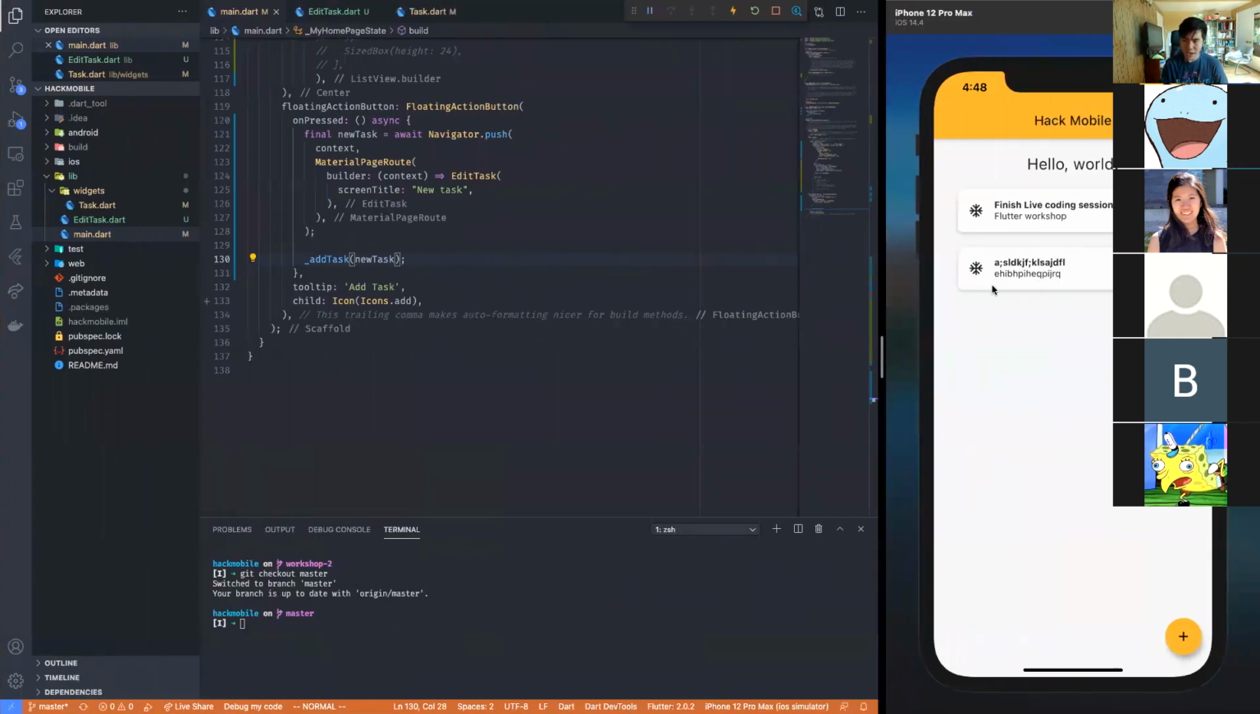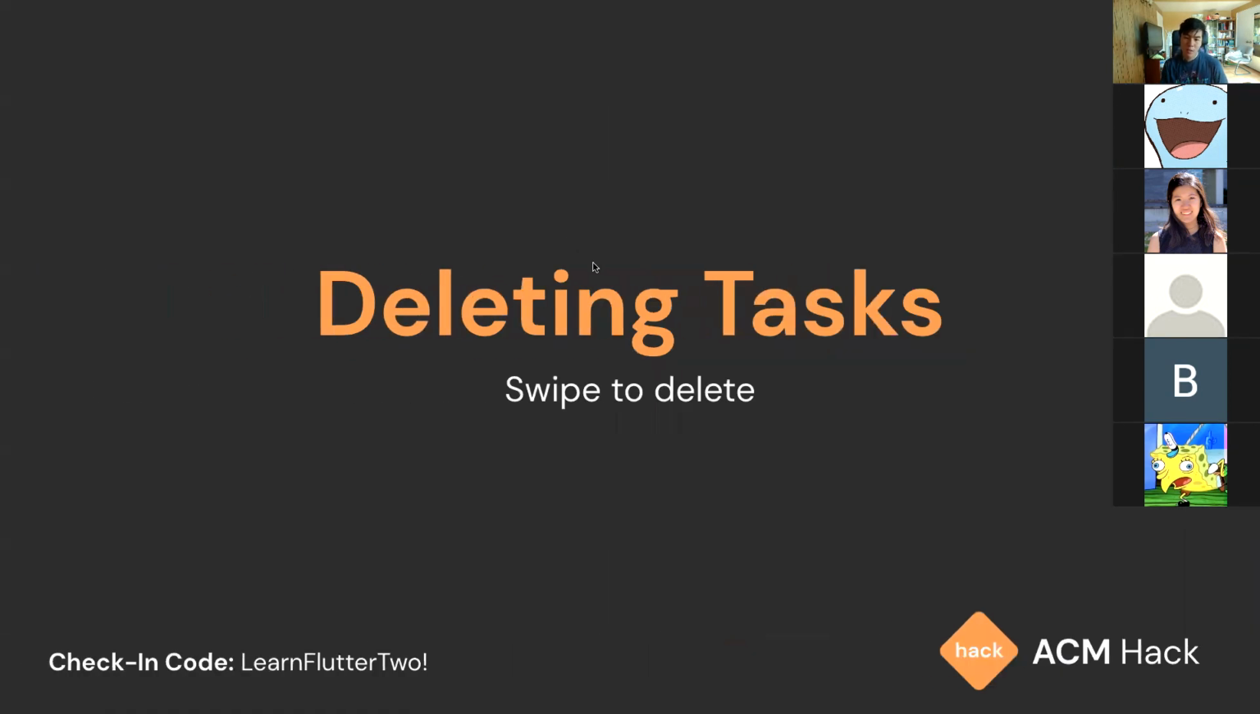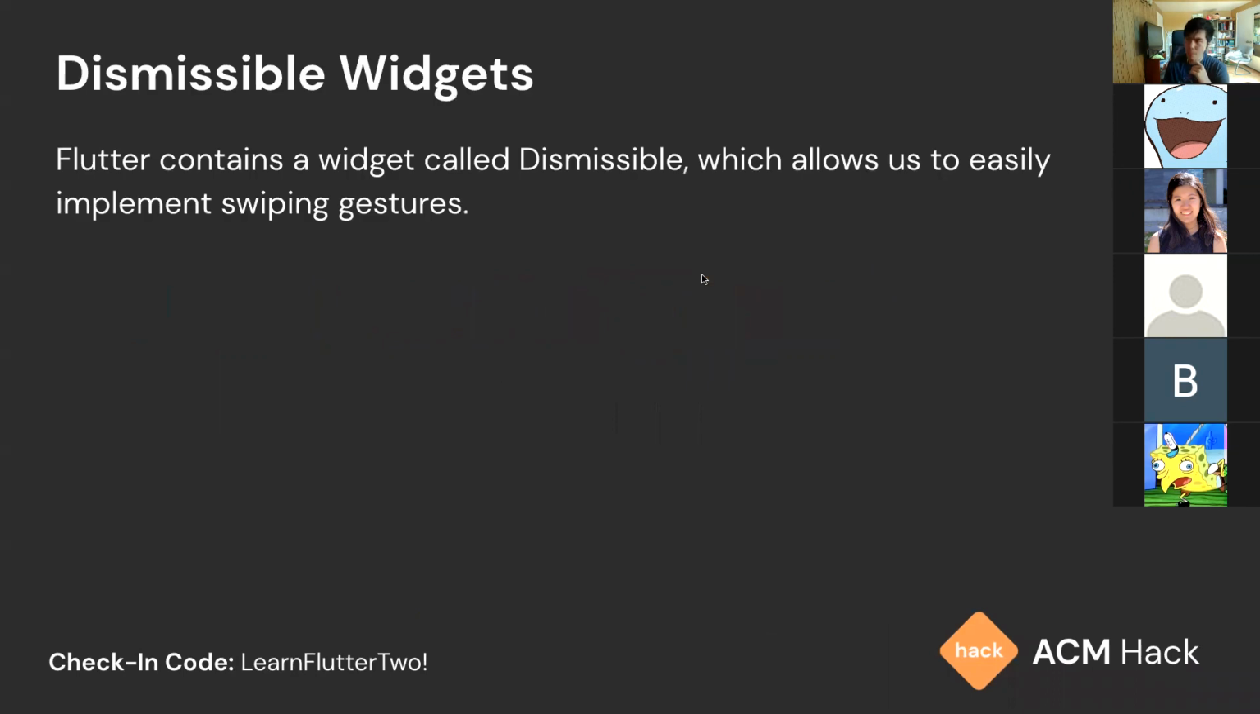What if I accidentally type this in and it's just wrong? This is like stupid. This doesn't mean anything. I want to get rid of it. Or maybe I finished the task and I want to get rid of it. So we're going to implement swipe to delete, and that's done through the use of Dismissible widgets. So Flutter contains a widget called Dismissible, which allows us to easily implement swiping gestures.